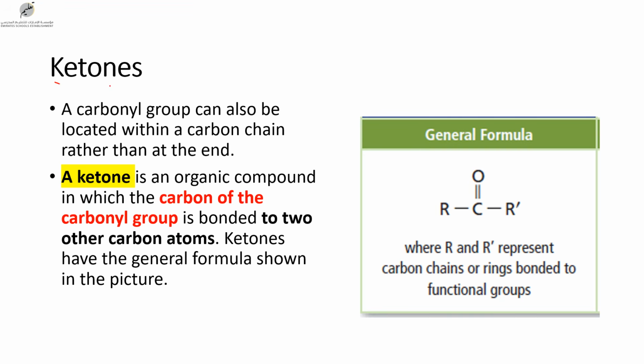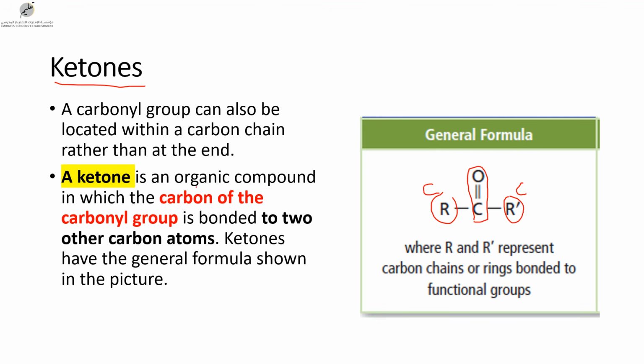Now let's go to ketones. So ketones are like aldehydes, but instead of having a hydrogen, they have R and R. So they have the carbonyl group, but they have a carbon here and a carbon here. They don't have an H.